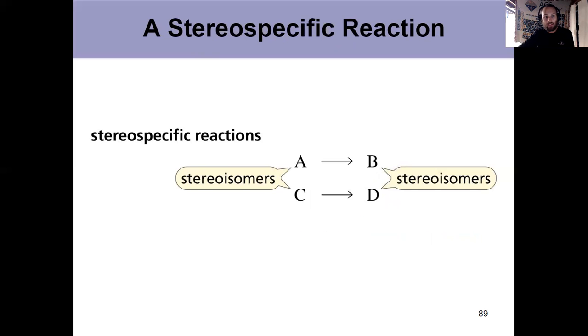A stereospecific reaction is where I have one stereoisomer reactant that forms one stereoisomer product. So in a stereospecific reaction, the reactants exist as stereoisomers, and each of the stereoisomer reactants forms a different stereoisomer product, which is a little tricky.